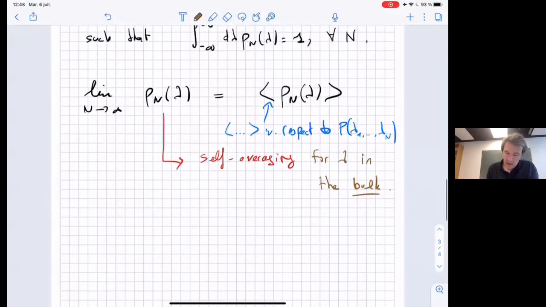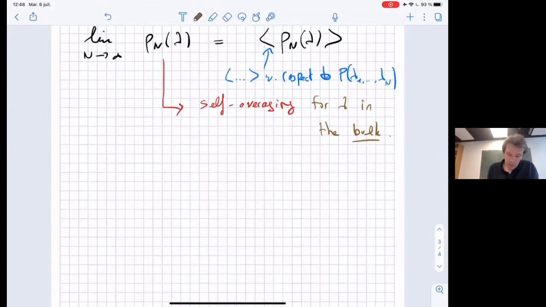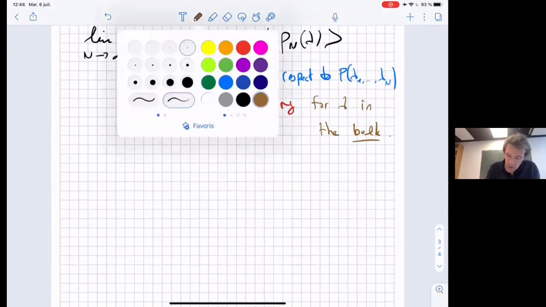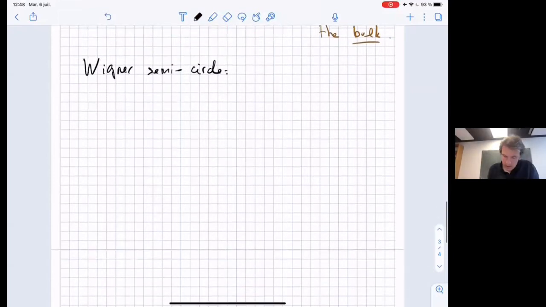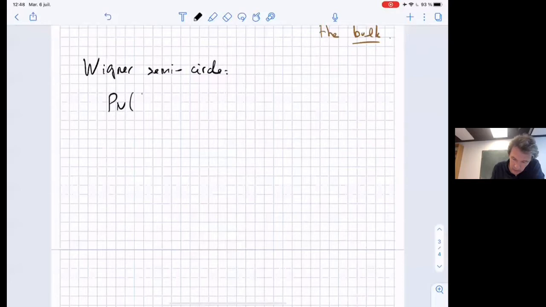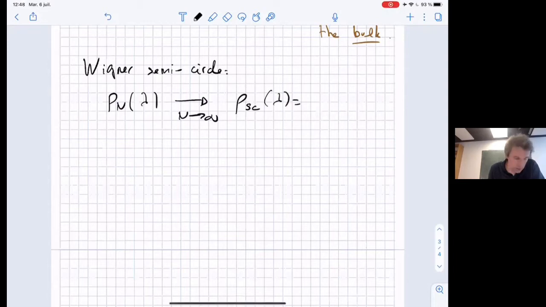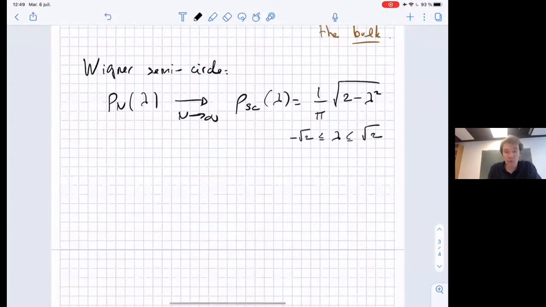So more precisely, if I look at the GOE or the GUE, we can actually compute this density explicitly, and it is given by what is called the Wigner semicircle. What is that? Well, it says that in the limit when n goes to infinity, this rho n of lambda becomes a nice smooth function of lambda, which I will call rho sc, for semicircle, of lambda, which is given by this function. And it turns out that the density has a finite support.